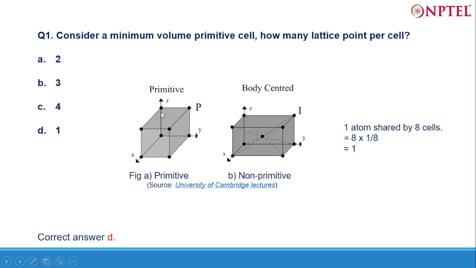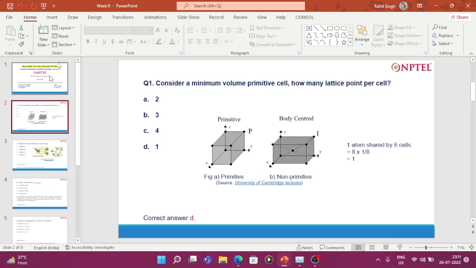Primitive cells are those cells in which the atoms are situated on the edges or corners of the cell, like in this cell. This is a primitive cell. But if atoms are also situated at some other position other than the corners and edges, it can be a non-primitive cell. This has been taken from University of Cambridge lectures, and depending upon the placement of atoms, we can call it a primitive or non-primitive cell.